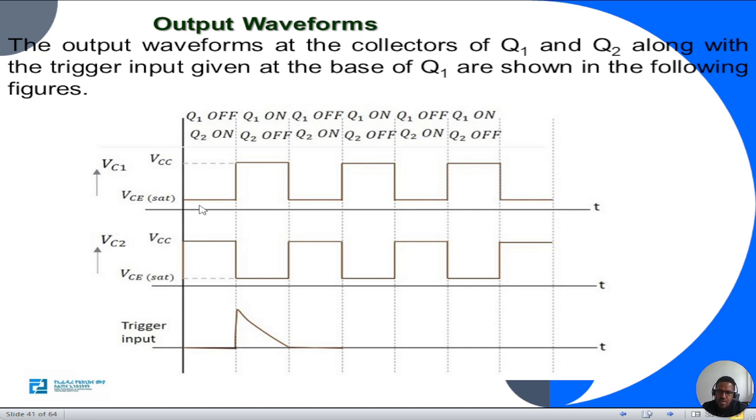So the output wave before triggering looks like this: Q1 off, Q2 on. After triggering, Q1 on, Q2 off, it's the unstable output. We can get the output waveforms at the collectors of Q1 and Q2, along with the trigger input given at the base of Q1, as shown in the figure. So this is the output wave signal.